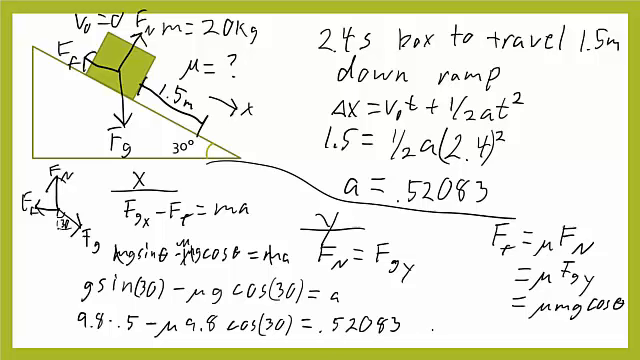I don't really have room on this page and don't want to copy it onto the next, so I'll just tell you, when you rearrange all of that, you end up with a coefficient of friction of 0.516. And the coefficient of friction is unitless. So there you go. That puts it all together.